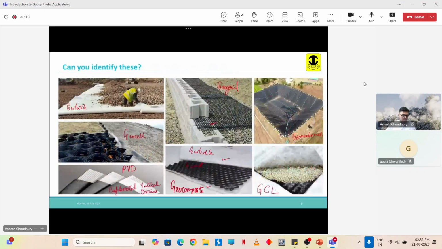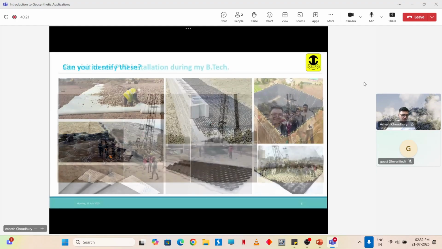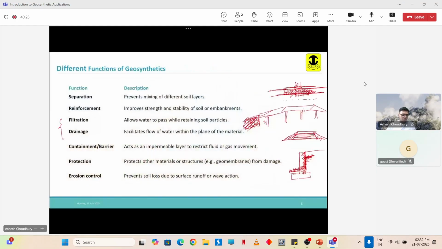Okay, these geonets. So we'll place one geonet here, and for the filter we mostly use a geotextile. So we will put a drainage layer here. What will happen? The water will come, soil particles will be arrested here, the water will enter, come down, and be drained out through the weep holes. Okay, so these are the functions.